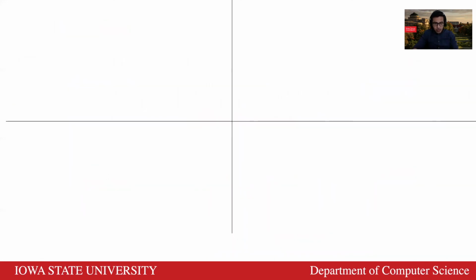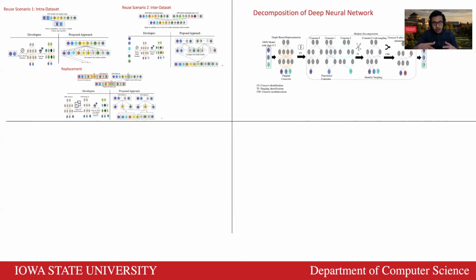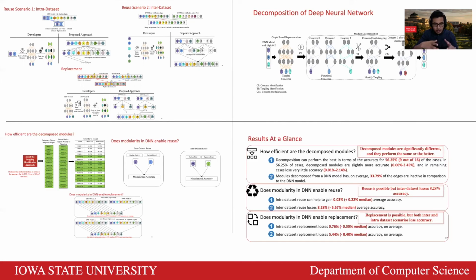In this talk, we have discussed the various scenarios of reusability and replaceability and compared how a developer will perform and how our approach will work. Then we talked about our decomposition approach. Finally, we discussed the three research questions and briefly discussed all the results at a glance.